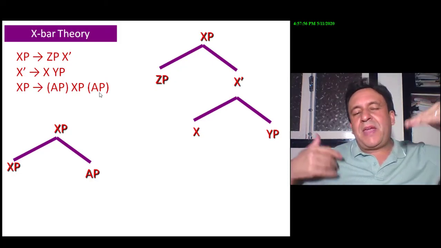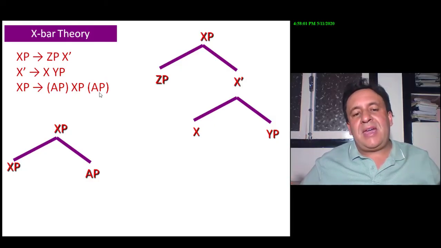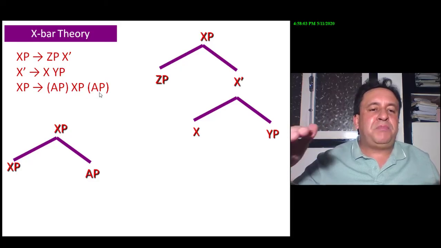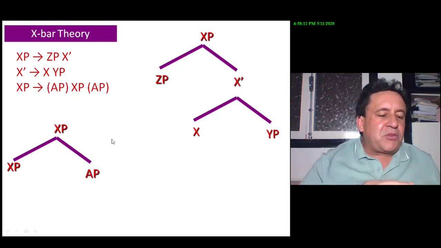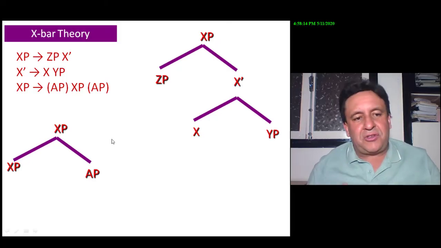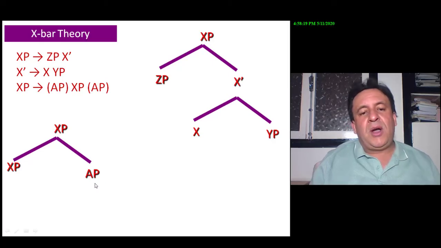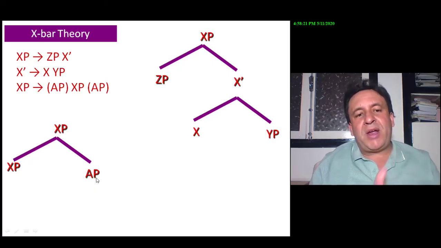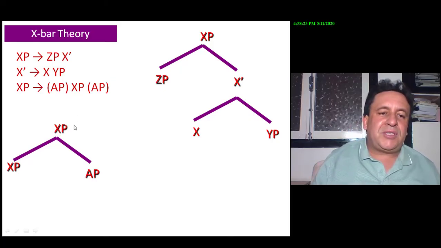Okay, and I will not be able to justify why we can have adjunction to the XP level at this stage, but I just want to give you this rule because we may need it in our analysis. Remember that we have two types of adjunction: left adjunction and right adjunction. What we have here is a right adjunction. We are adjoining AP to the right of XP. Look at the iteration. We are iterating XP just to make sure that AP is a segment.